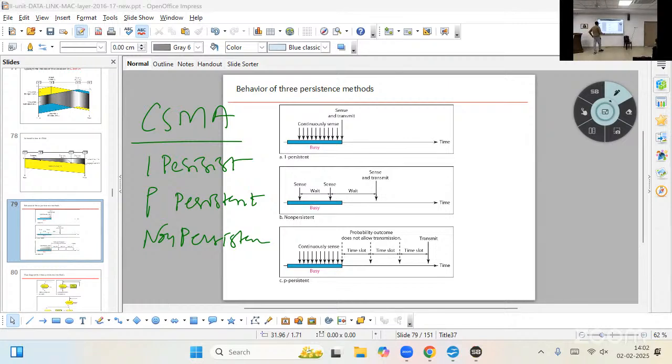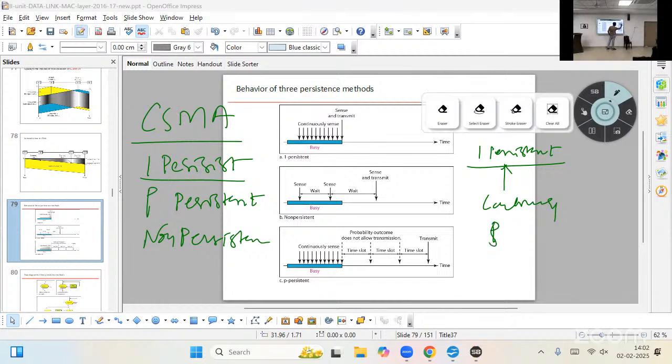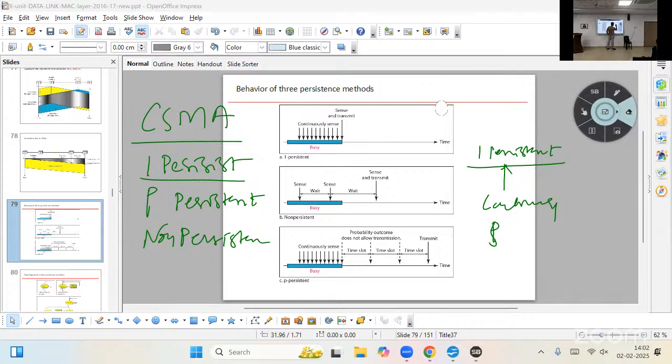So here, one persistent will wait for one probability. One persistent can wait continuously. We need to sense the channel continuously.